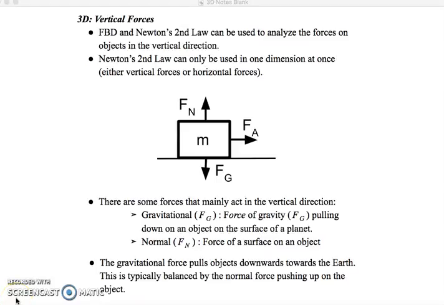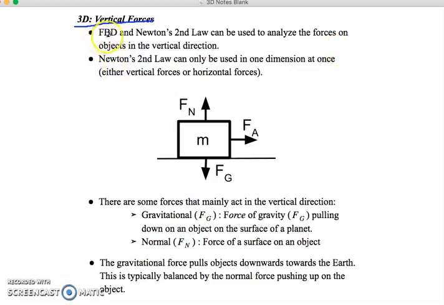Okay, we're going to get started with section 3D. So 3D is going to be about vertical forces. In the previous sections, we dealt with horizontal forces. Now we're going to be dealing with forces that are in the vertical direction as well.